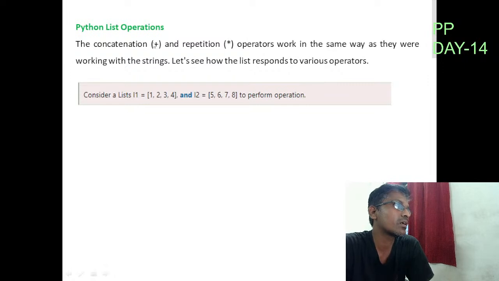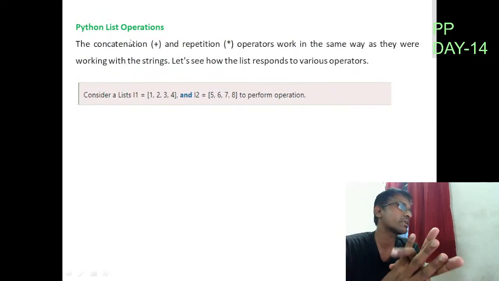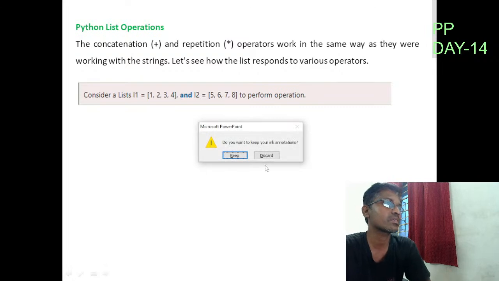So next one is list operations like the star and plus operators. Plus is a concatenation operation, and star is a repetition operation. So these are the different types of operators in a list. So star operator, concatenate operator, membership operators, that is in and not in, and iteration. Iteration can also be done on a list by using a for loop, and length. It is also possible to find out the length of a given list by using the len function. Okay, so we'll discuss Python list operations next.